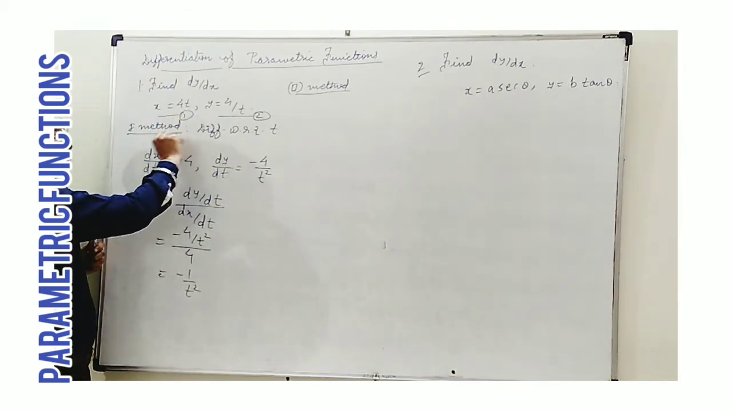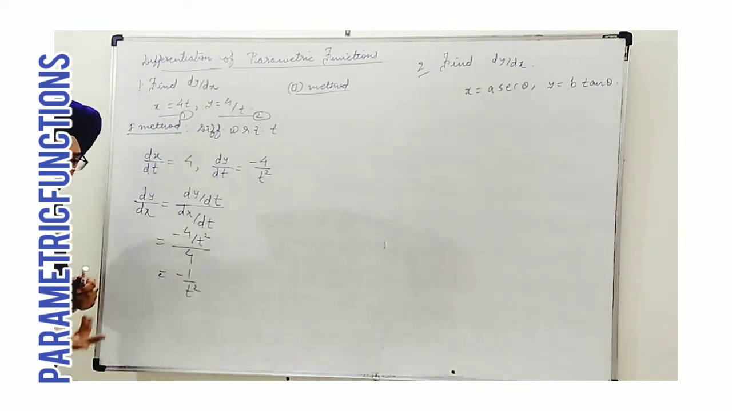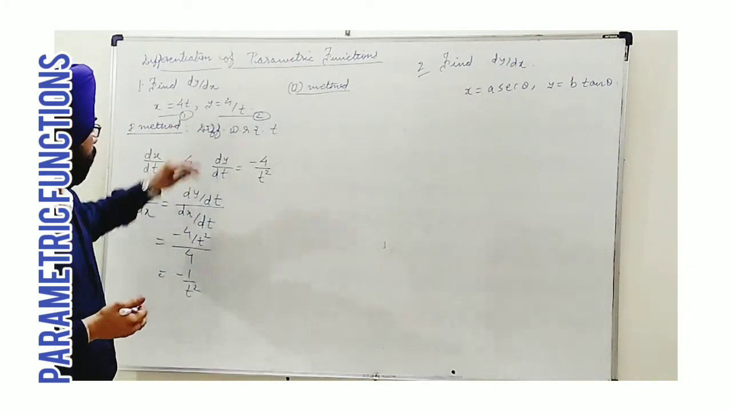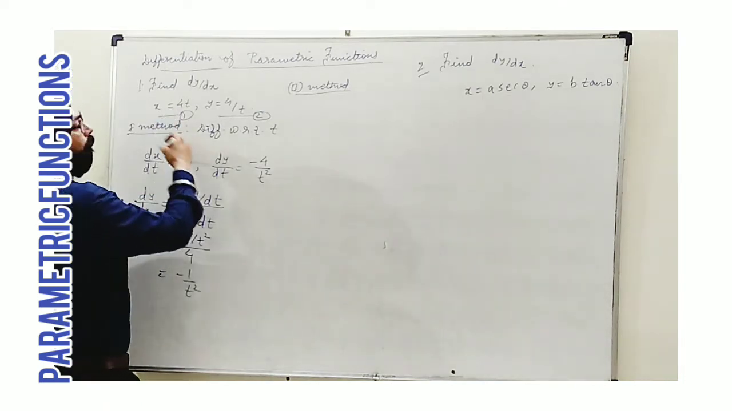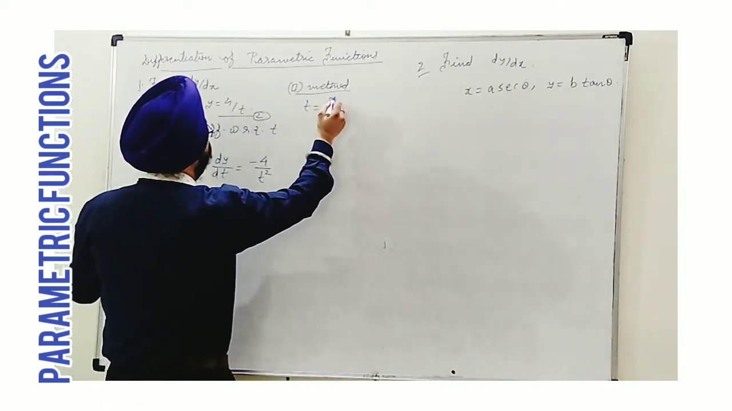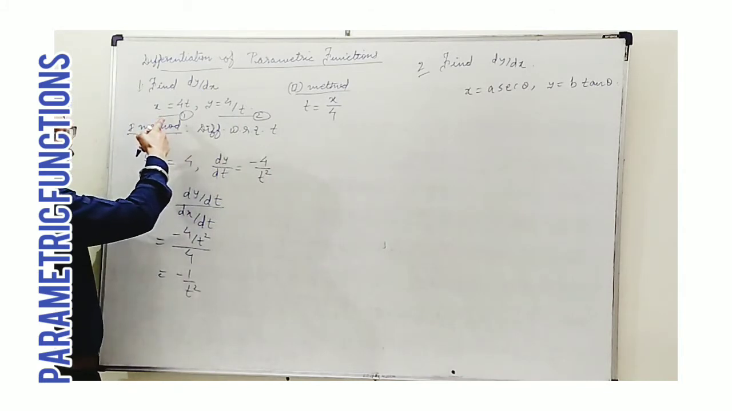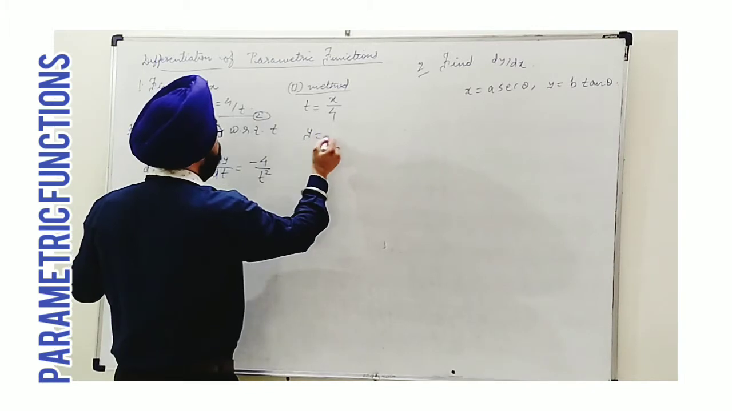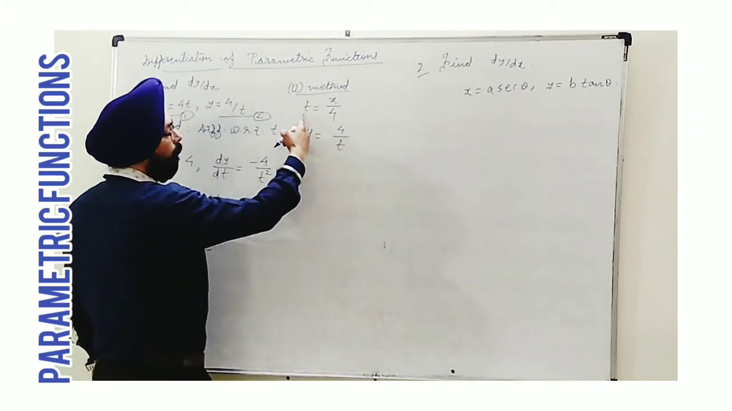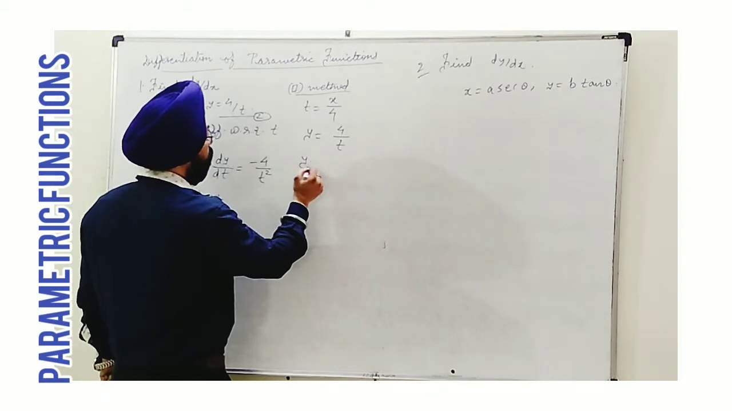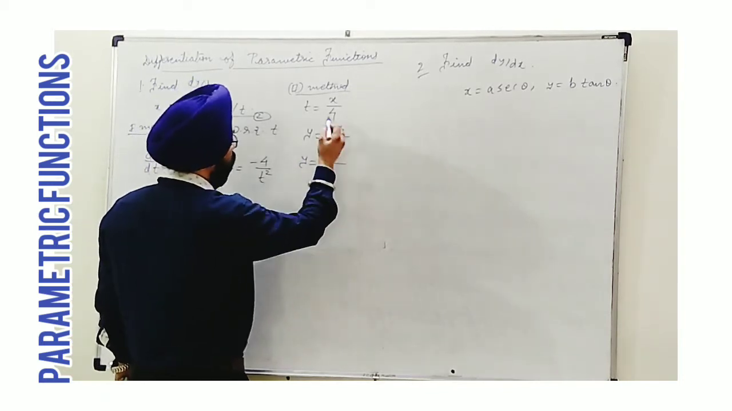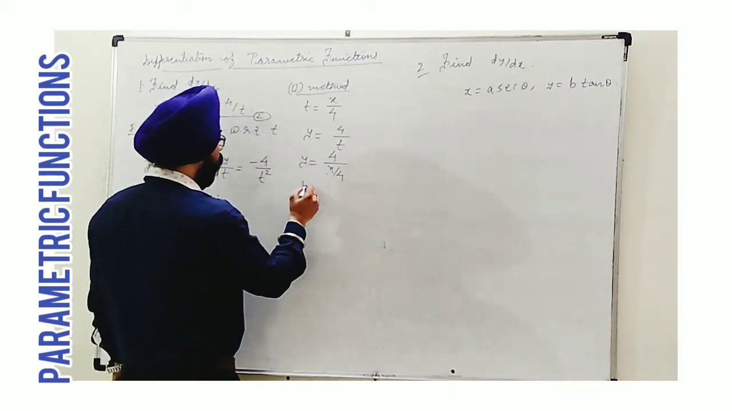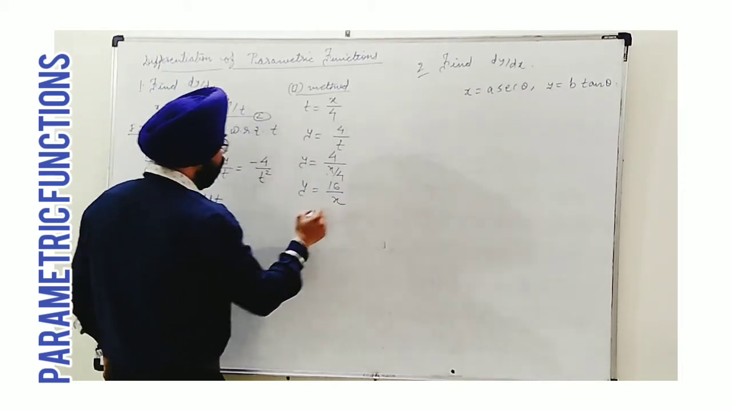x is equal to 4t and y is equal to 4 upon t. So for both of the equations we need to eliminate the parameter. Like here, from equation number 1, I can write t is equal to x upon 4, and y is given as y is equal to 4 upon t. So this value of t can be substituted in the second equation to make it y is equal to 4 upon x by 4. And finally we get y is equal to 16 upon x.